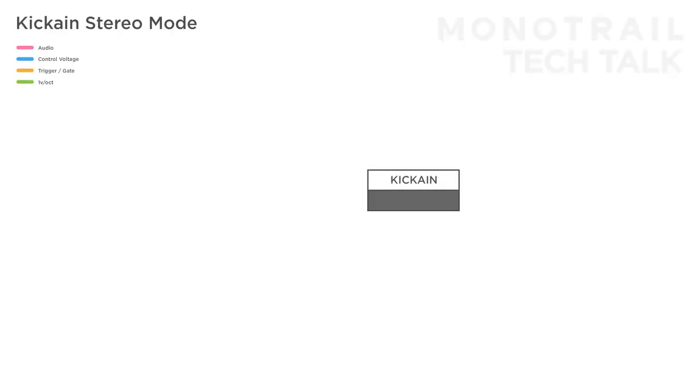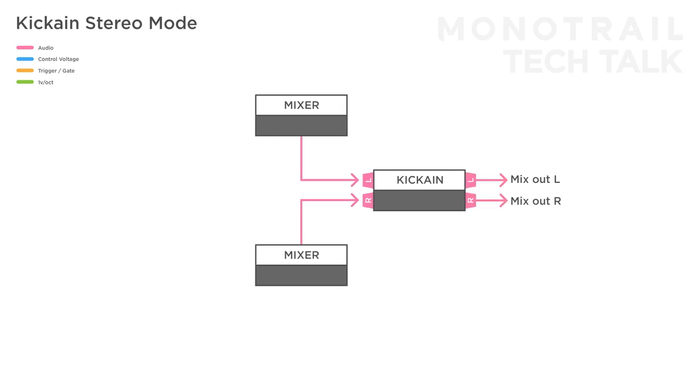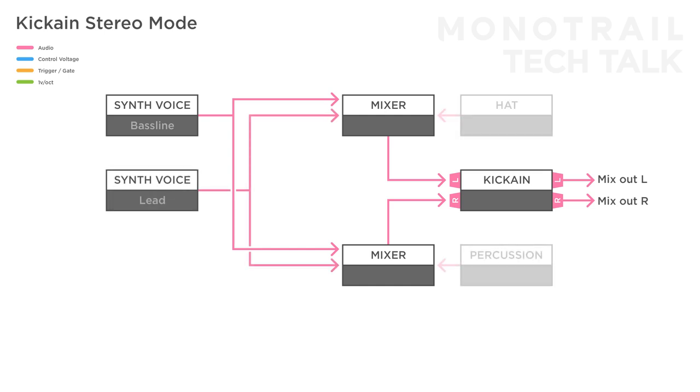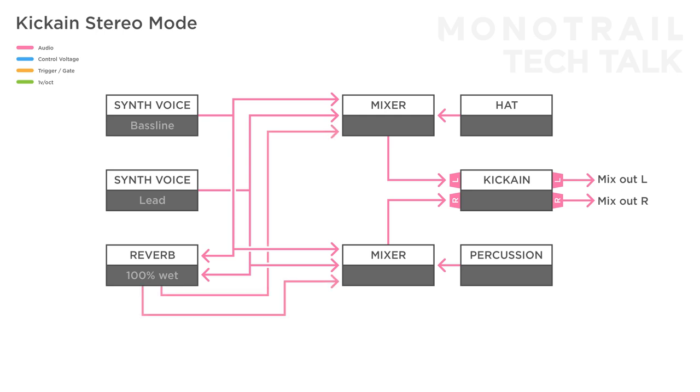The demos in this chapter are all basically the same patch with different settings. I used two mixers to create a stereo signal with everything other than the kick, and I feed the stereo mix into the Kickain. The main outputs are recorded through my outboard mixer. I mostly use a mono bass and lead synth voice, as well as two percussive elements. I also send the bass and lead voice to a separate mixer and use a wet stereo reverb as effect send. The stereo reverb is sent back into the main mix, so before the sidechain compression is applied.